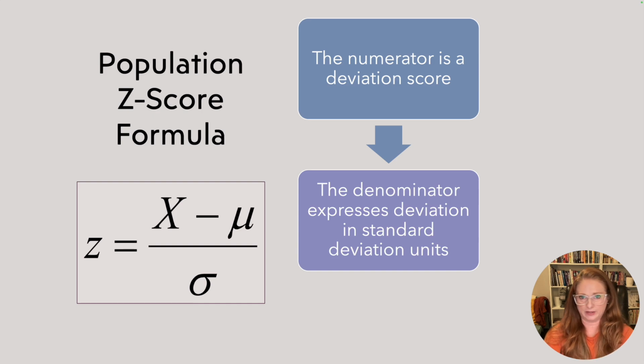Okay, so here's your formula. The numerator, the one that sits on top, is the deviation score. How far off from the mean does it deviate? So you take that individual score minus the mean. The denominator, the bottom, expresses the deviation in standard deviation units. Remember your Greek letter, sigma. It's that circle with a little curlicue on top. So your population z-score formula is x minus mu divided by sigma.